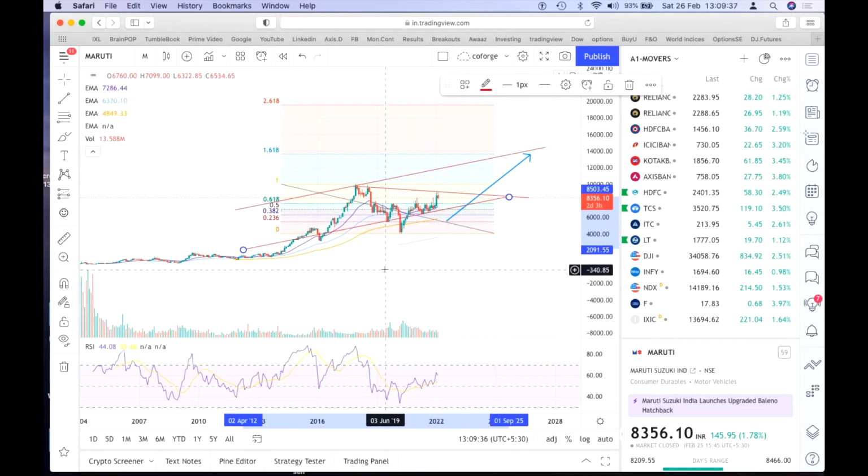Now, Maruti is an automobile industry. They will also go into electric cars. We know it's a rising industry. India's consumption patterns are increasing. More people are going to buy cars. So we know it's a growth industry. So fundamentally, the industry is good.